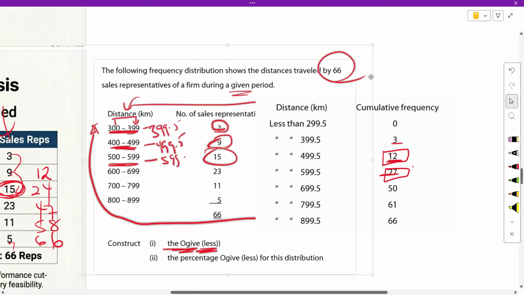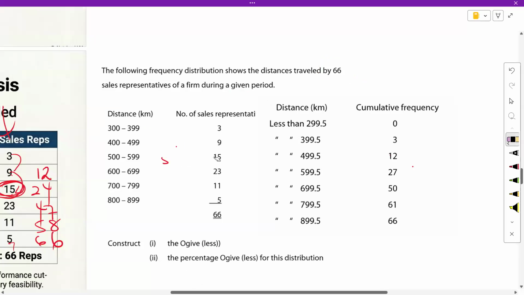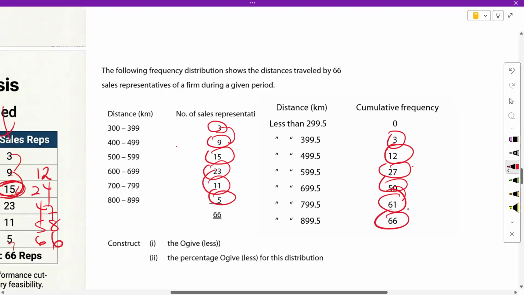Should be like this. Here 0, 3, right? 0 plus 3 is 3, and 9. 3 plus 9 is 12, and 12 plus 15 is 27. 27 plus 23 is 50. 50 plus 11 is 61. 61 plus 5 is 66, right?